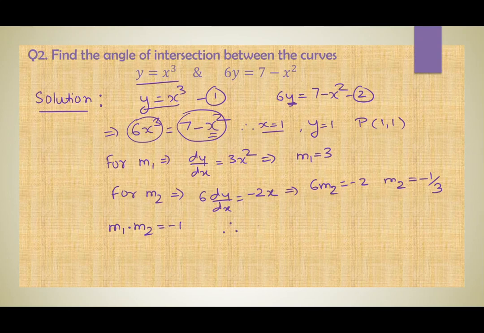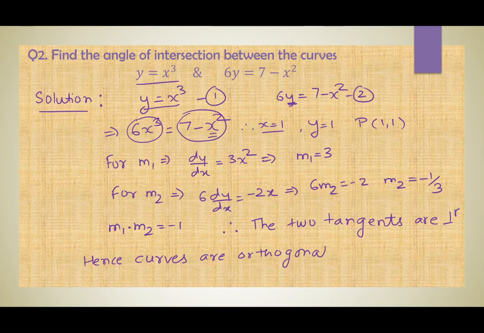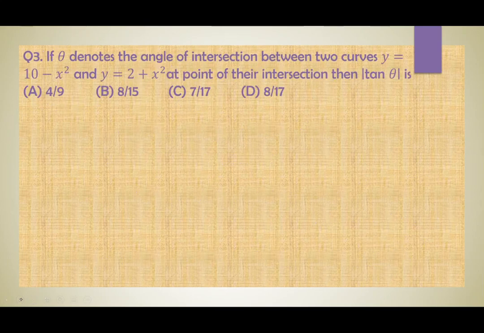Therefore, I can say that the two tangents are perpendicular, and hence the curves are orthogonal. So of course, what is theta? Theta is therefore pi by 2. I hope this solution is clear. Let's proceed further. Now, let's talk about the next part.